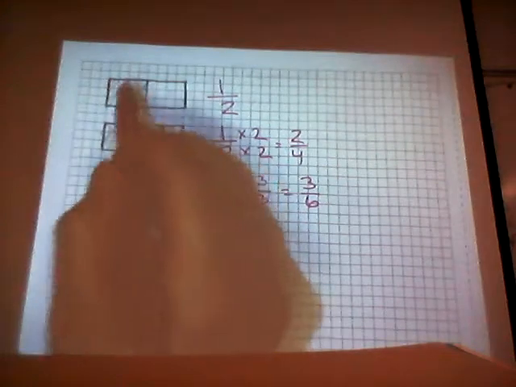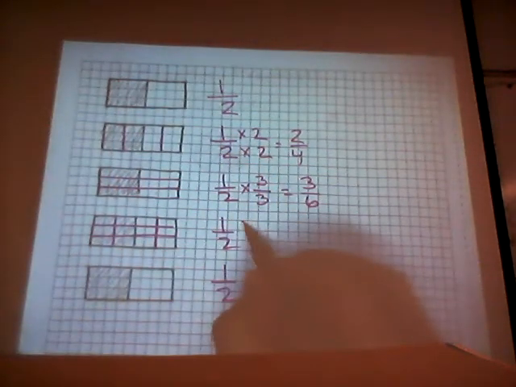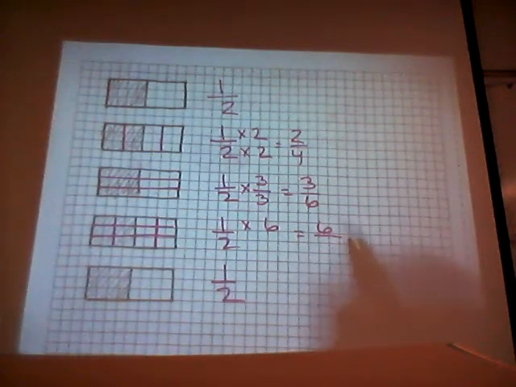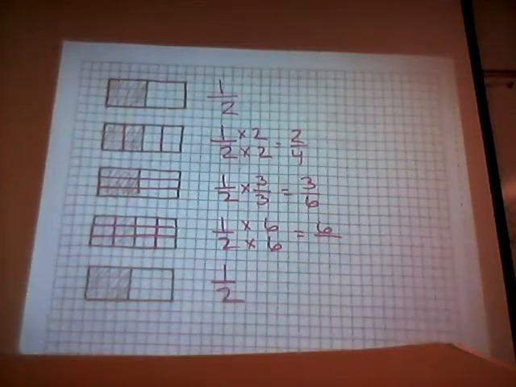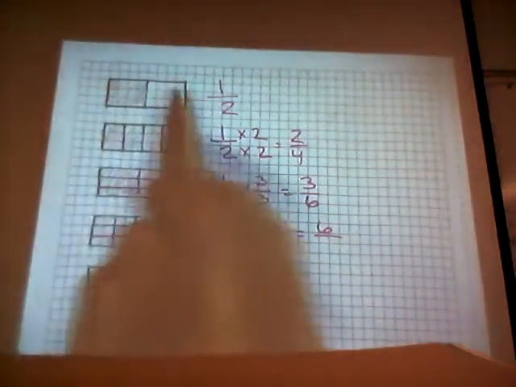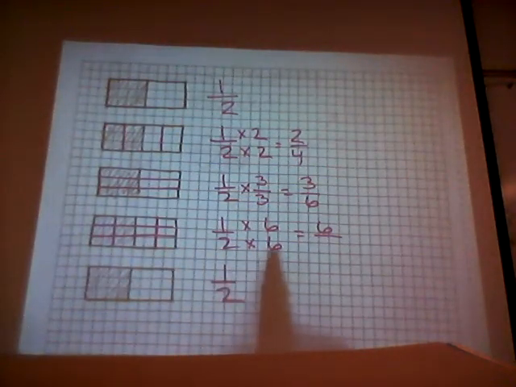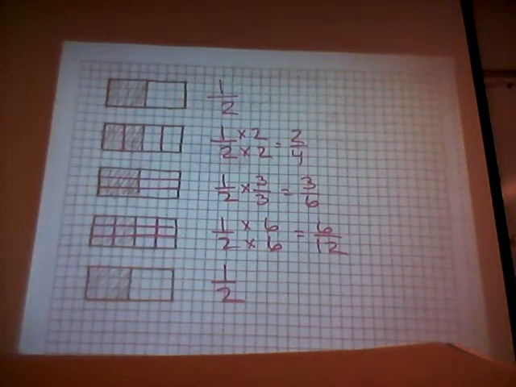I took my 1 whole piece and I broke it into 1, 2, 3, 4, 5, 6. I multiplied that 1 times 6. I now have 6 parts in my whole thing, and that means that I now multiplied my denominator, which was originally 2. I have 6 over here and 6 over here, so I have 2 sets of 6 in my denominator, or 12 total pieces in my whole thing. I just renamed 1/2 to 6/12.